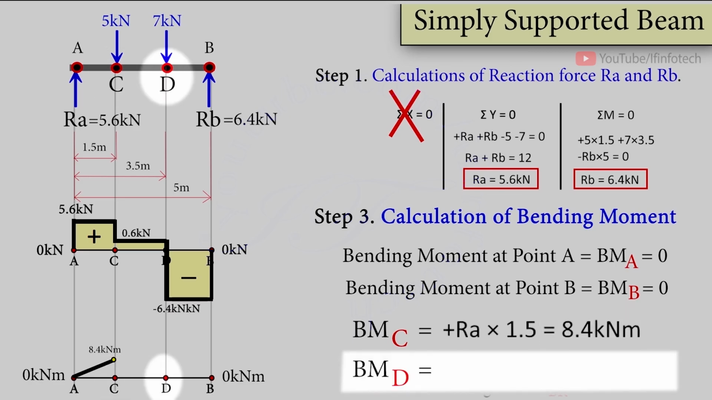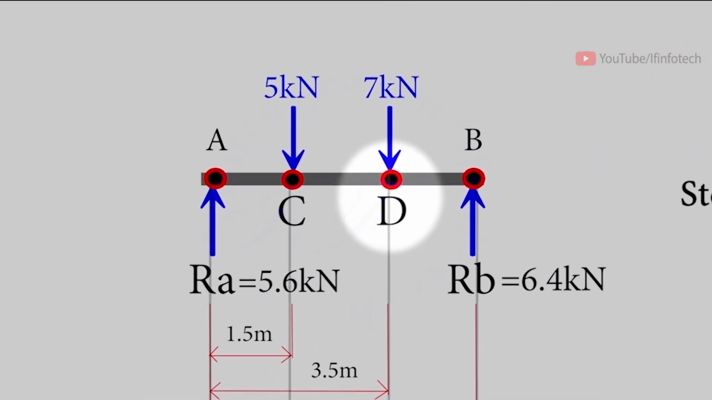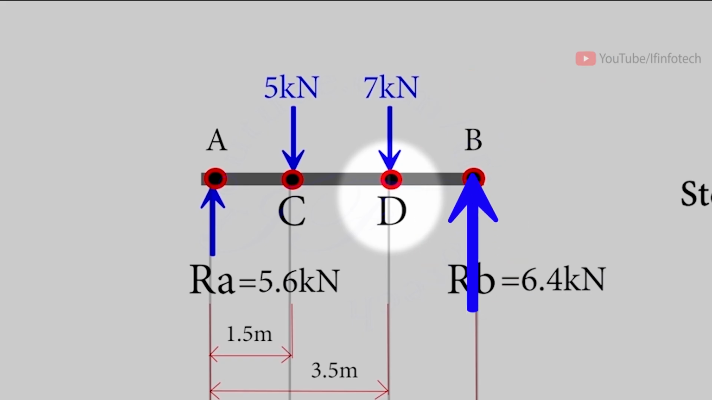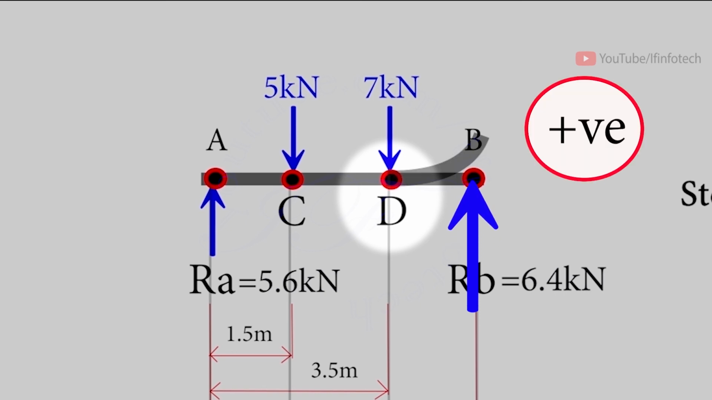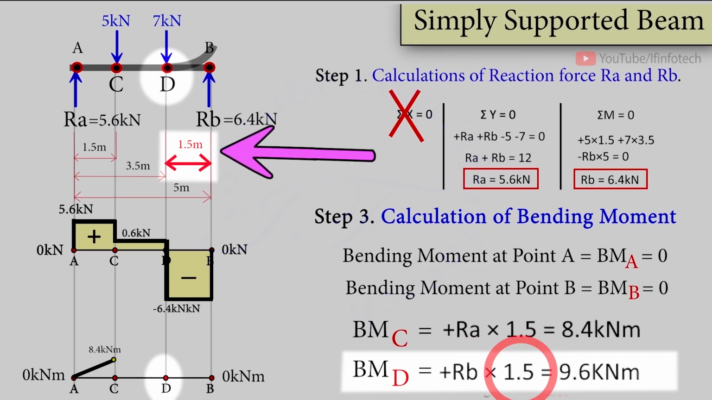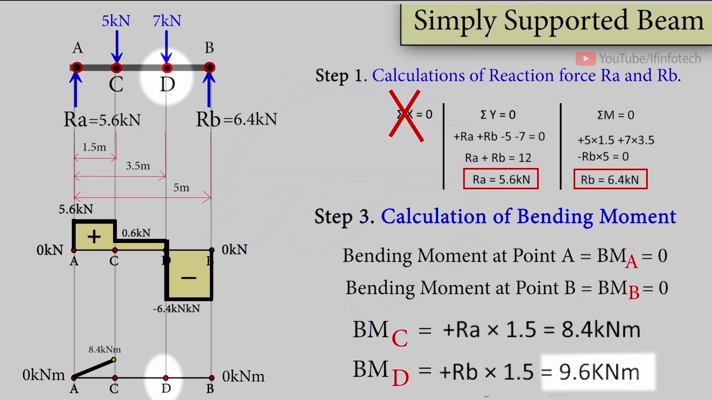Next is bending moment at point D. Here to calculate bending moment at point D, you can start either from the left end or from the right end of the beam. Here I will start from the right side because there is only one force, that is 6.4 kN, which is an upward force, and due to this force the effect on the beam is sagging effect, and for sagging effect our sign convention is positive sign. So the force is plus 6.4 kN into distance from point of action of force, that is 1.5 meter. So the value of bending moment at point D is 9.6 kN meter, and here I will mark 9.6 kN meter above the horizontal reference line of the bending moment diagram.